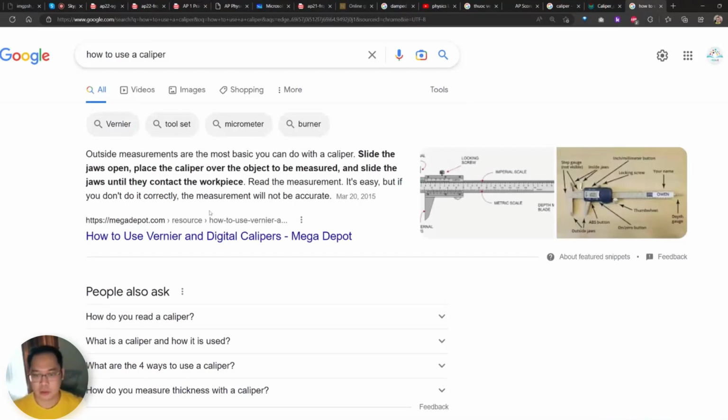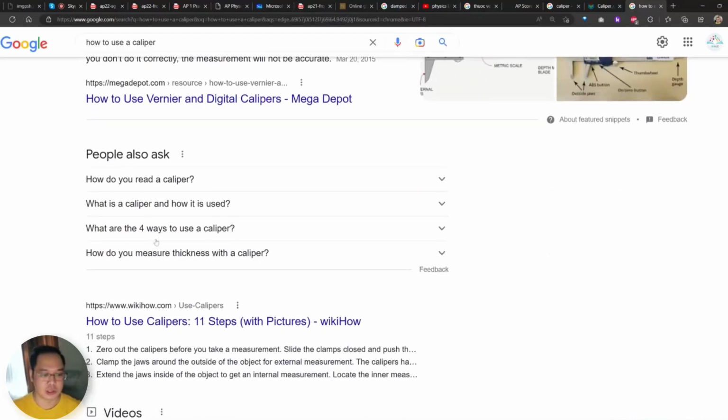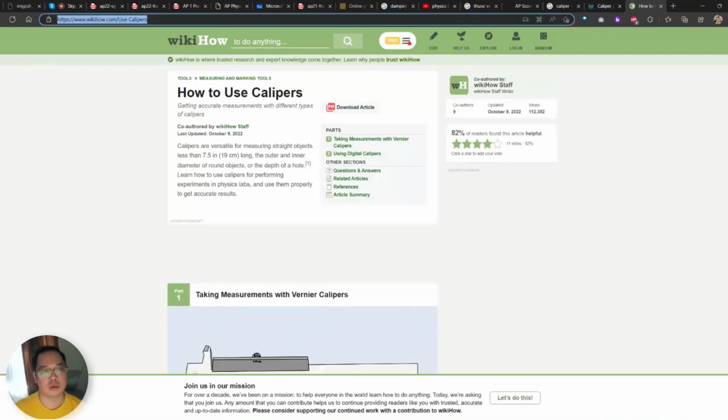I think your school laboratory has something like this. How to use a vernier caliper, digital. We just need to use, okay, here. This is a very useful website, WikiHow.